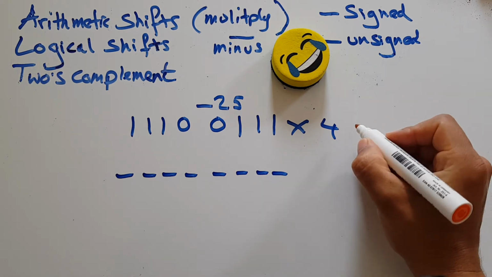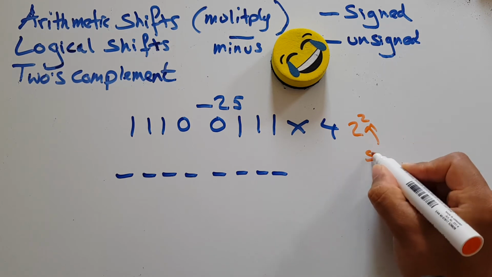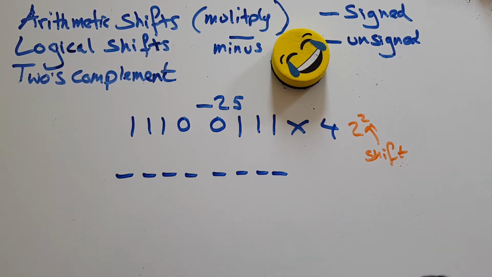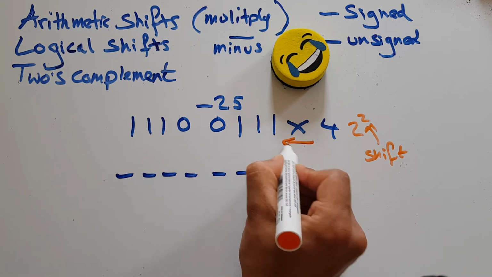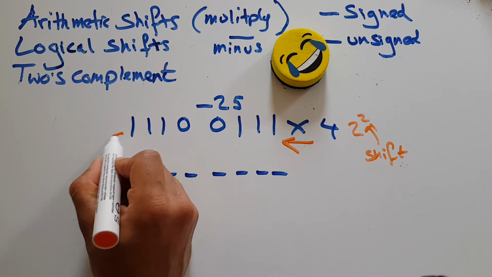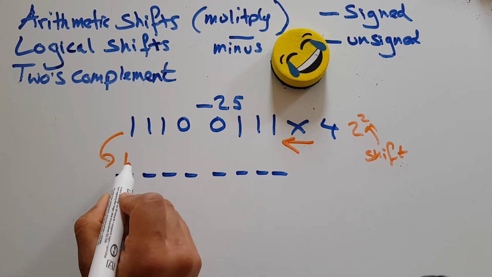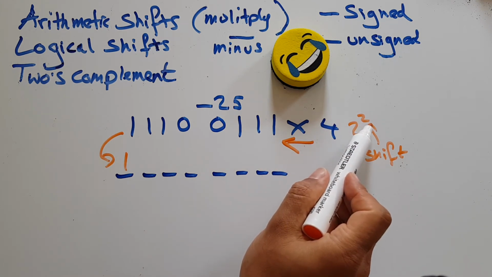Well, 4, I need to convert that to a power so that I can find out how many shifts I need to do. And the multiplication tells me I have to do a left shift. So here we go. Step number 1, drop down the MSB. That stays because it tells me that the answer is going to be a minus number. And now I'm shifting everything by 2.